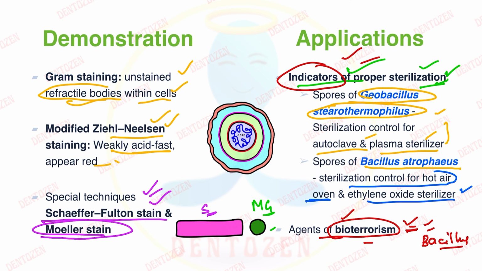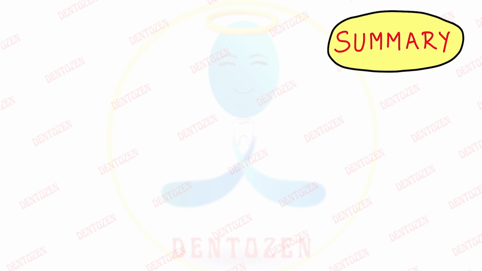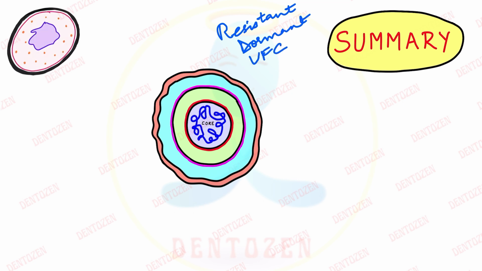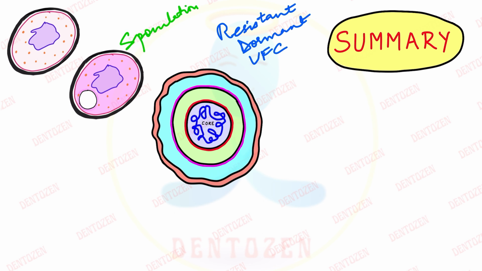Let's quickly summarize. So spore is a highly resistant structure. It is a dormant stage or resting stage of the bacterial cell that forms under unfavorable conditions. The process of formation of spore from the bacterial cell is called sporulation, and it begins with the formation of a clear area within the bacterial cell at one end, which then later becomes opaque and is called spore, and later it develops layers and becomes a mature spore.